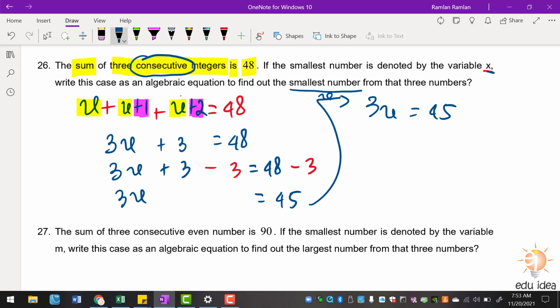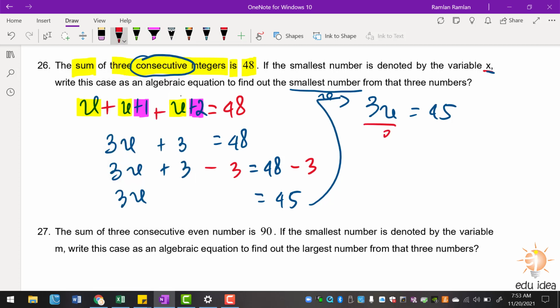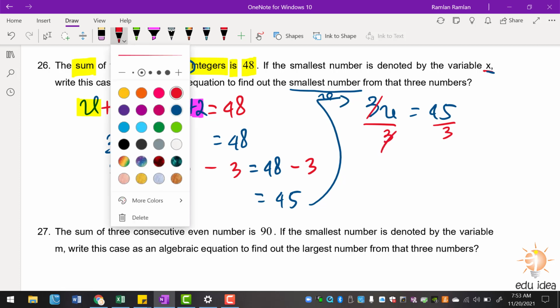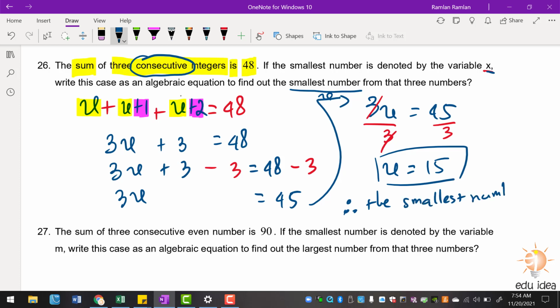Since we know that we want the x to be alone on the left side of the equal sign, we can just divide both sides by 3, right? Divide this by 3, divide this by 3. You can cancel the 3, and then we get x on the left side of the equal sign, and 45 divided by 3 is 15. Okay, so this is the final answer. And again, because this is a story problem, you need to write down a sentence: we have the smallest number is 15.